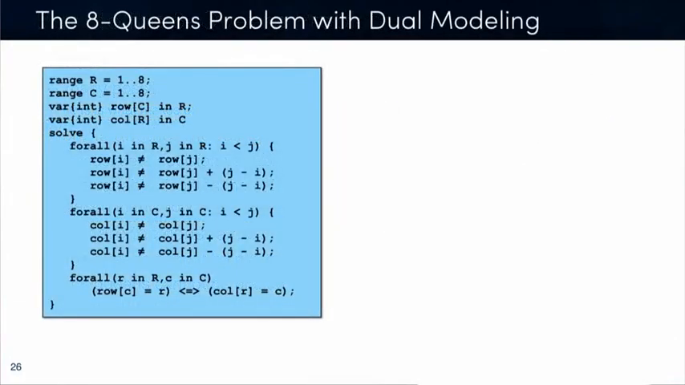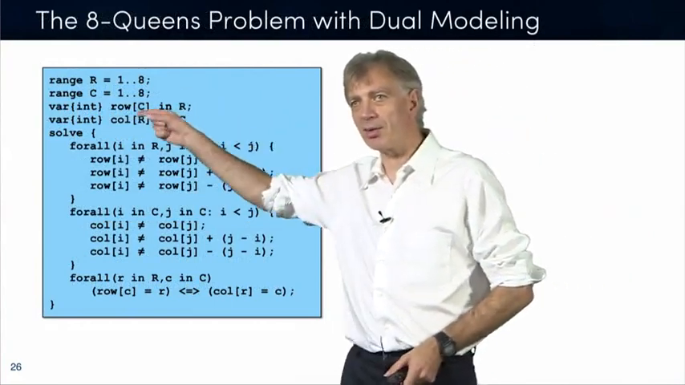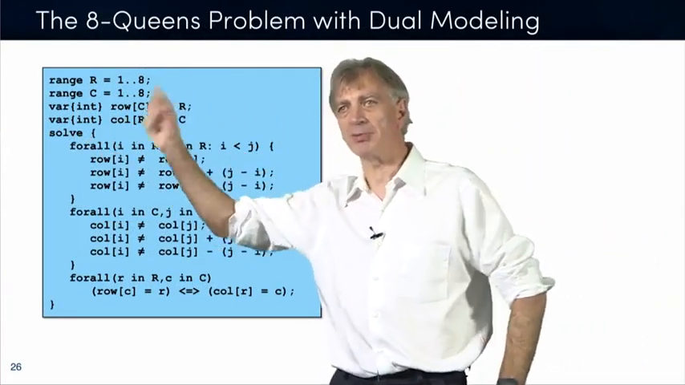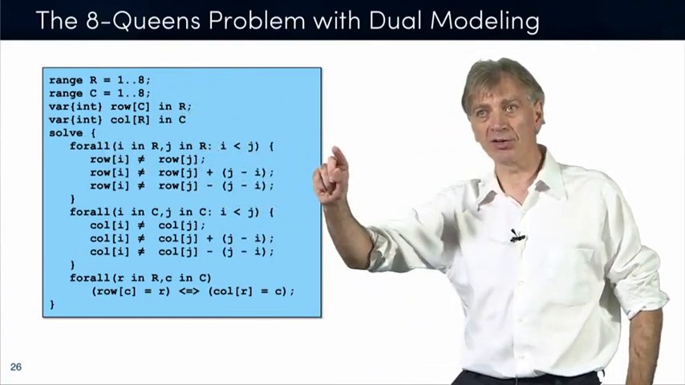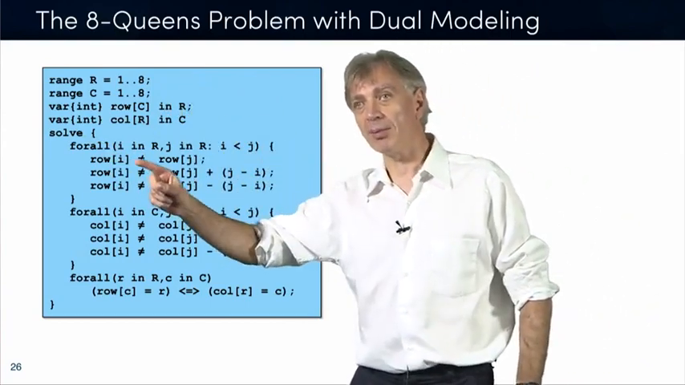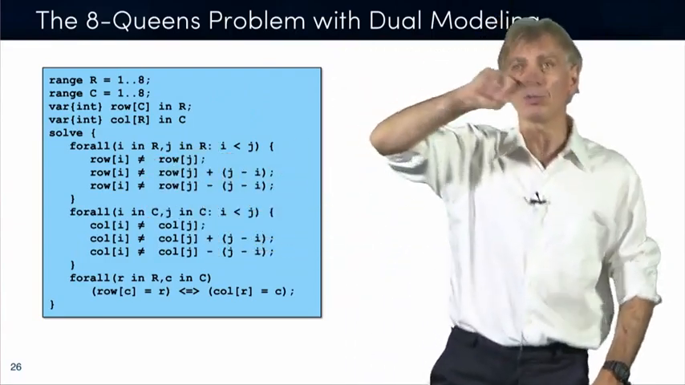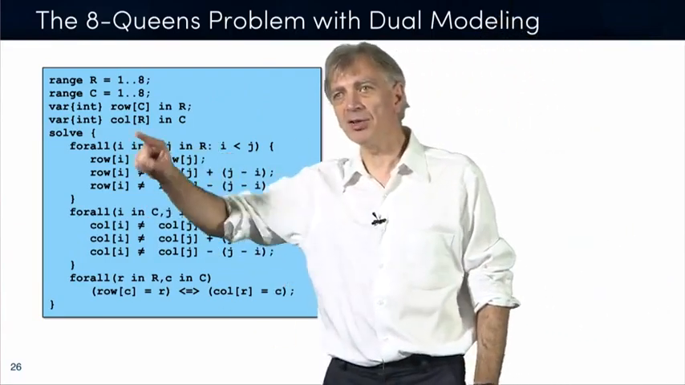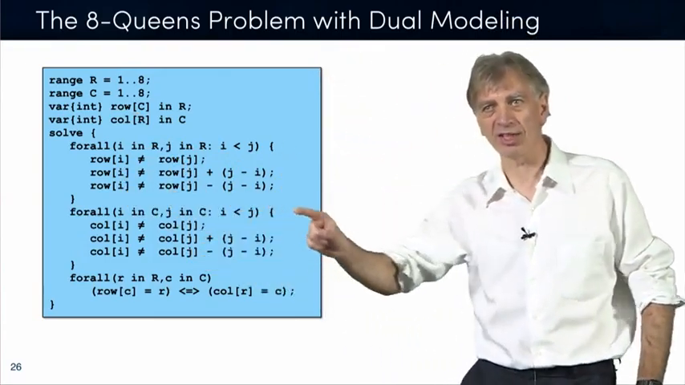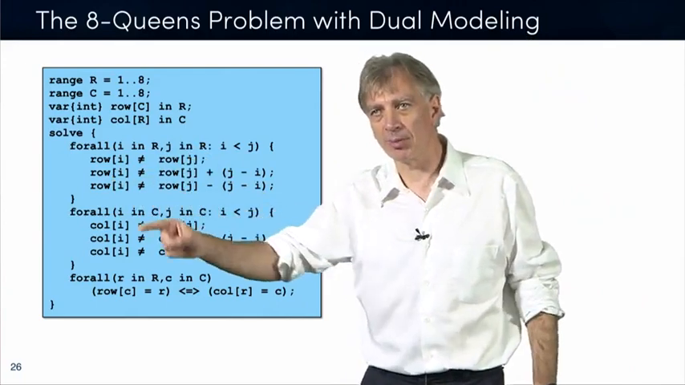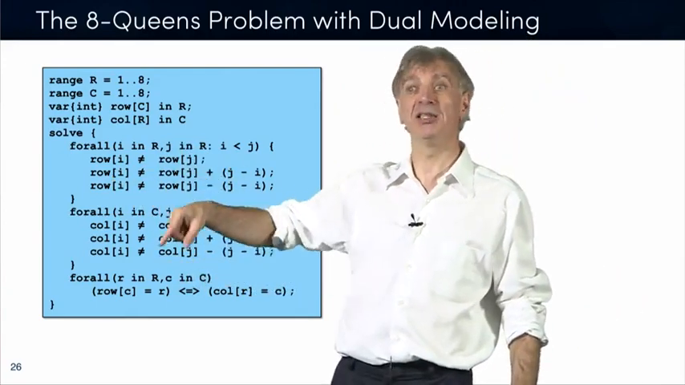Two sets of variables now. You will see the row variables and the column variables. The row variables are basically, for every column, specifying the row on which the queen is going to be placed. The column variables, for every row, specify the column on which the queen is placed. And then you see the constraints here. The constraints are on the two sets of variables. They are exactly the same, kind of. Some are on the row, some are on the column, but they're really the same.